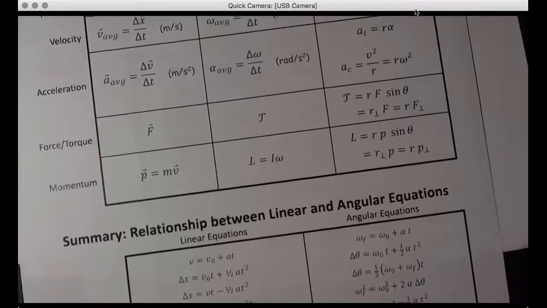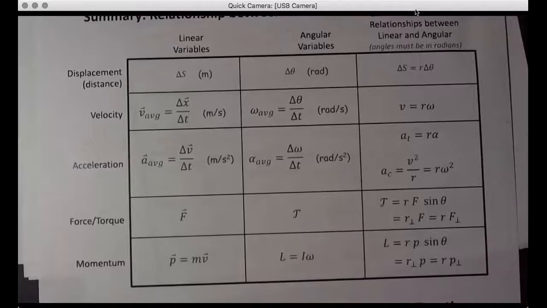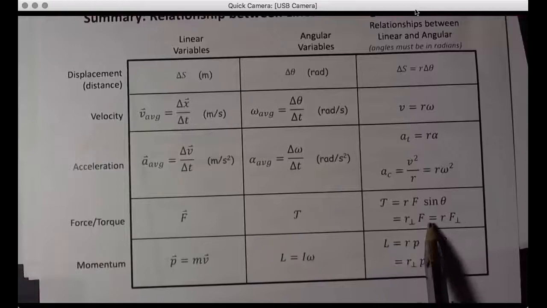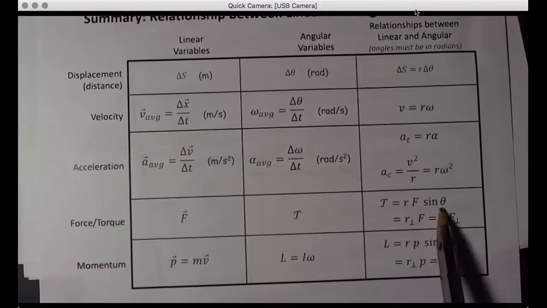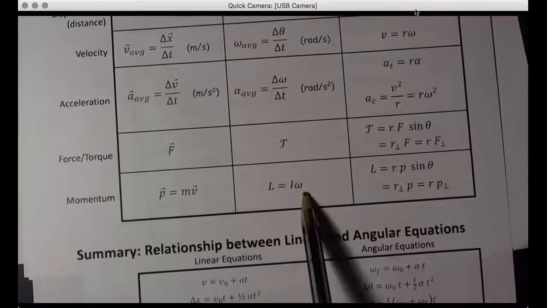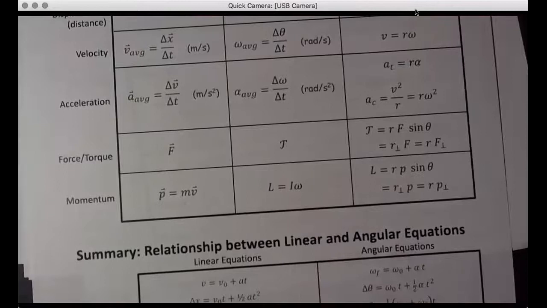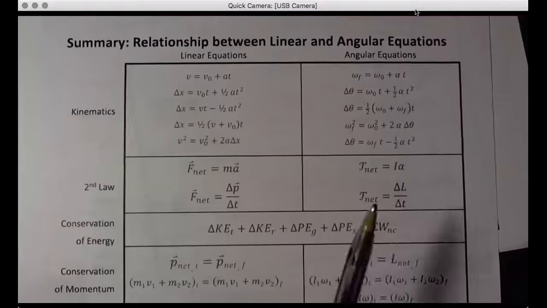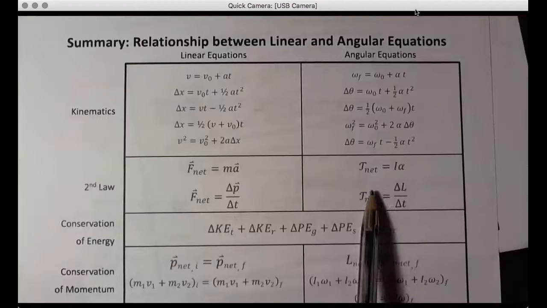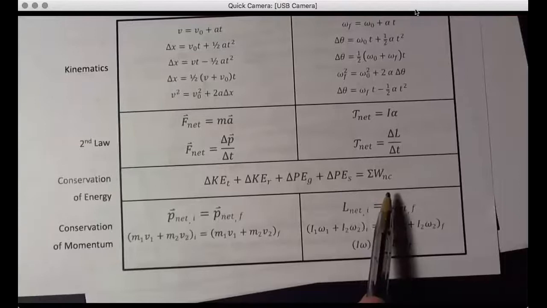Again, I've showed you this before. Linear, angular, they're connections. We now add torque related to the force. And again, it's R perpendicular to F, F perpendicular times R. Sine theta is the one that makes the perpendicular pieces. Momentum, I omega. This is for a point object, which is a little bit of a special case. That's for a point object too, by the way. That's more general. And then we go to our basic kinematics. All the names changed for you. Second law with all the name changes for you. Energy, okay, we don't even bother changing names. If it's linear, there's none of that.